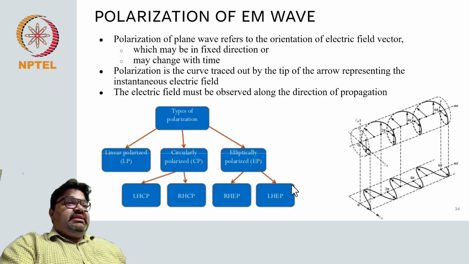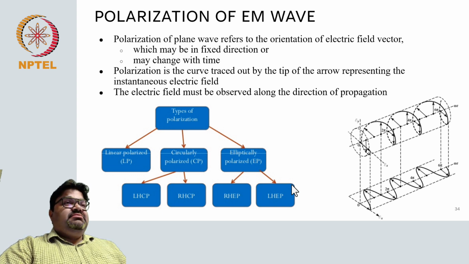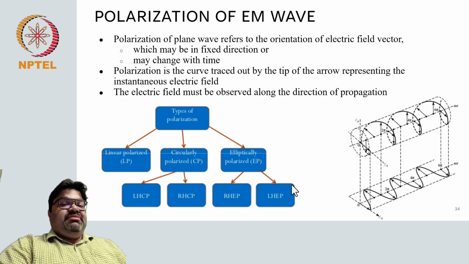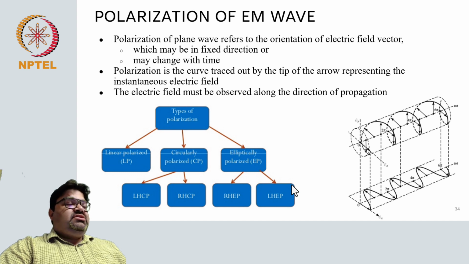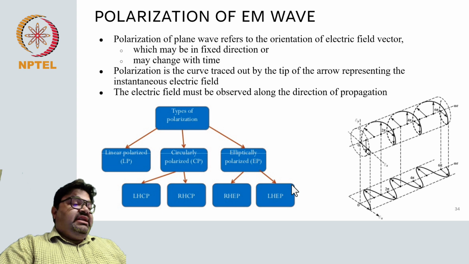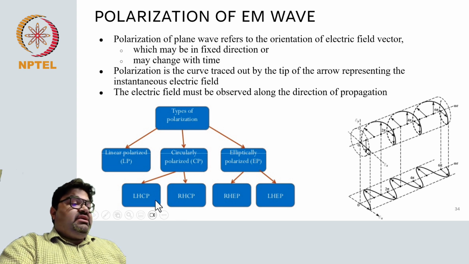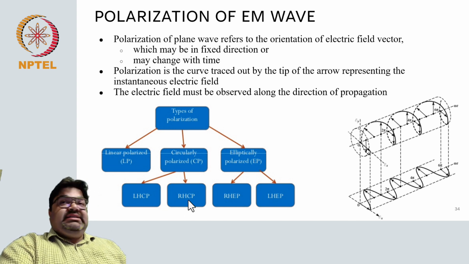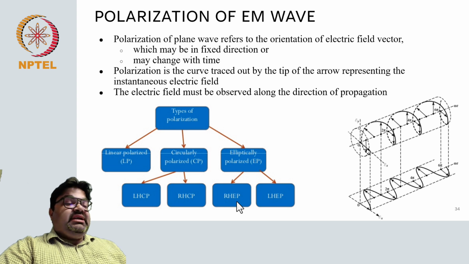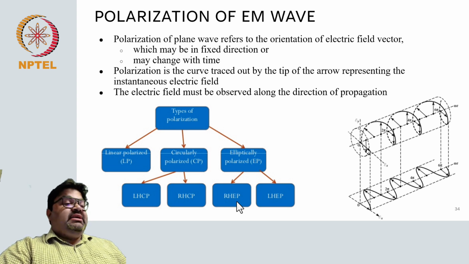Okay, so that brings us to the end of the second topic of electromagnetic waves. The third topic is the polarization of electromagnetic waves. As we learned, electric and magnetic fields always propagate orthogonal to each other. That gives rise to something called polarization: linear polarization, circular polarization, and elliptical polarization. Under circular there is left-handed circular polarization, or LHCP, commonly called left circular polarization, and right circular polarization. Similarly there is right-handed elliptical polarization and left-handed elliptical polarization.